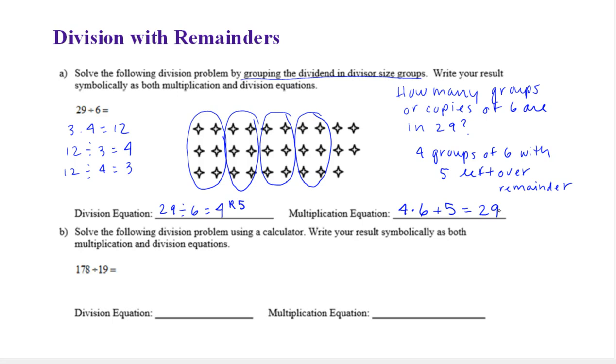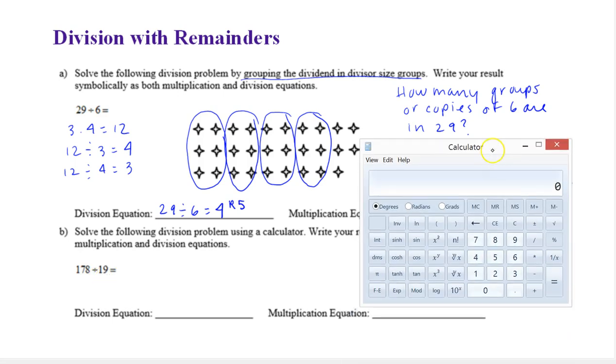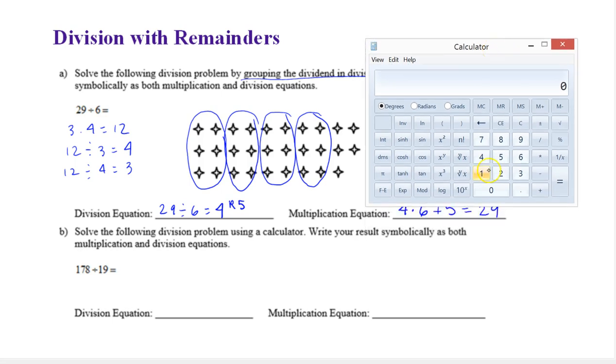Let's look at the next one. Here we have 178 divided by 19, and we're asked to find this one on a calculator. So let's get the calculator out. We don't want to draw 178 stars. So let's see what happens when I divide 178 by 19. Well, the calculator says this, and you've probably seen these before. This is a decimal point, and this is the decimal. This is the decimal version of whatever is left over divided by 19. This is not our remainder.